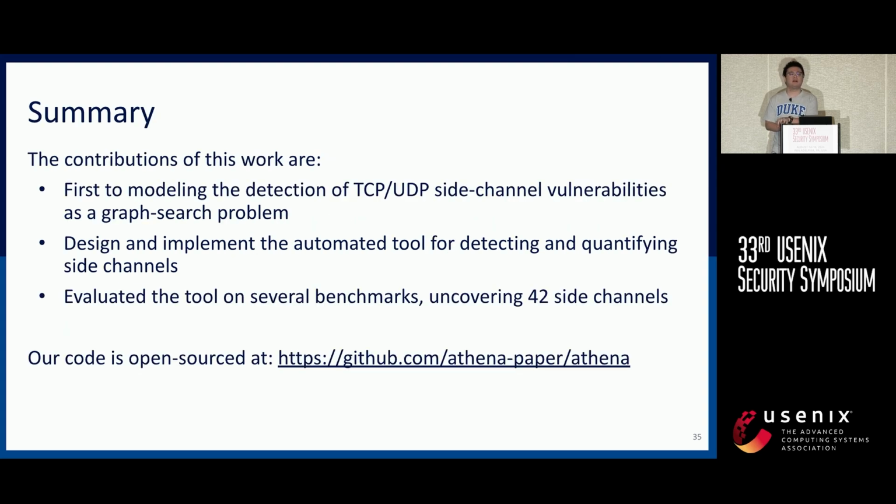To summarize, the contribution of our work is that we are the first to model the detection of TCP and UDP side channel vulnerabilities as a graph search problem, and we have designed and implemented this automated tool for detecting and quantifying side channels. Finally, we evaluated our tool on several different benchmarks, and we uncovered a total of 42 side channels. Our code is open source, as linked here.